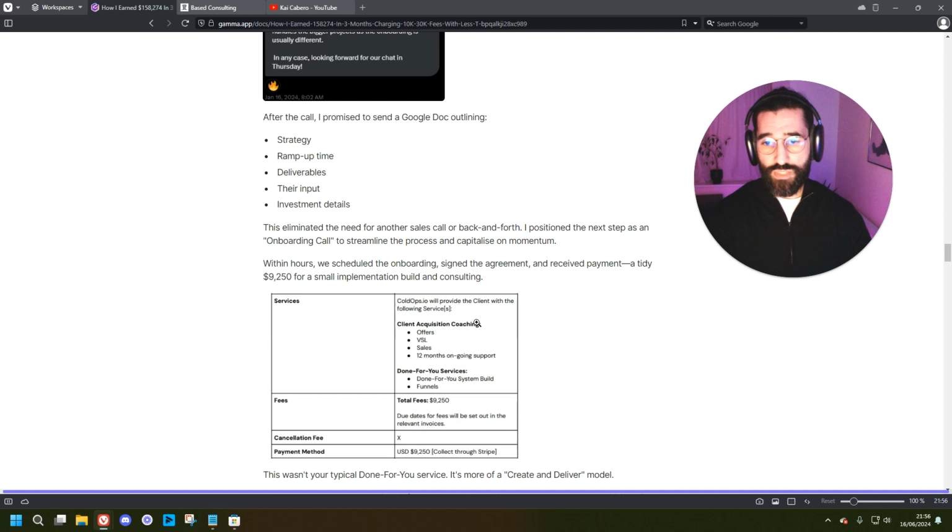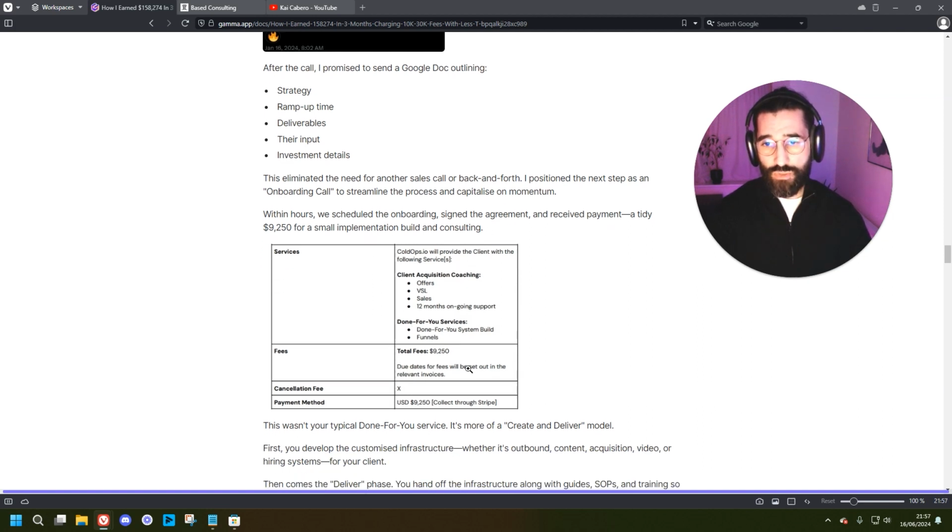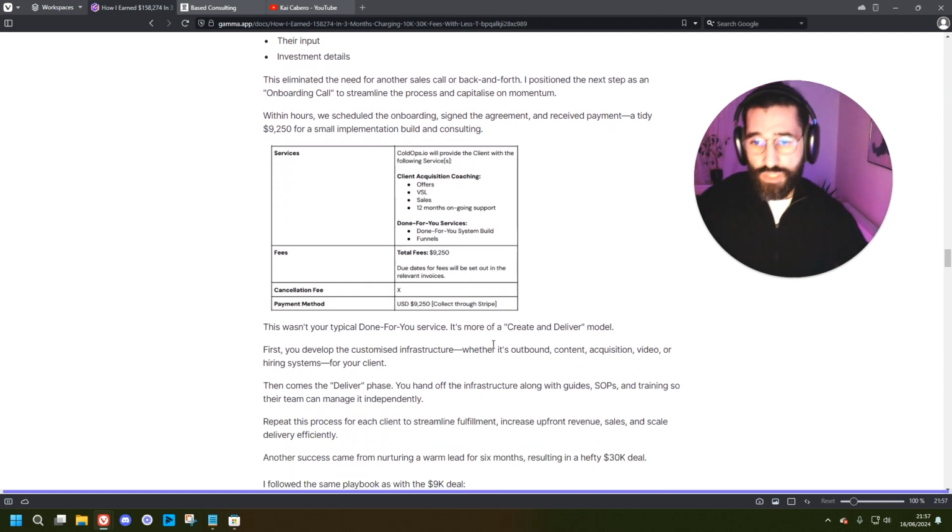for a small implementation, build, and consulting. So we set up all this stuff for him. As you can see, this was the contract layout. And this wasn't your typical done-for-you service. It was more of like a create and deliver model.